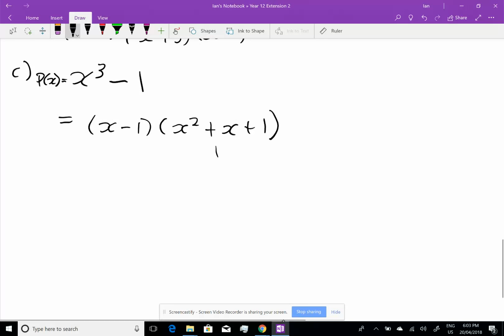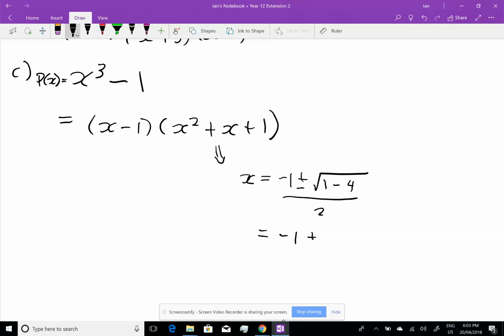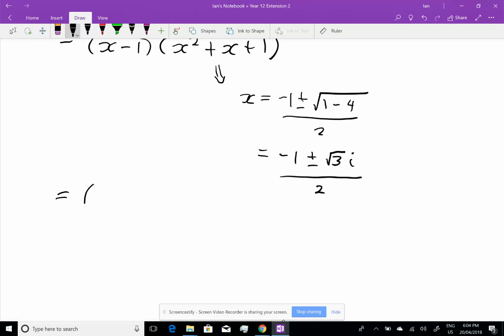Okay, let's factorise this. We're going to have to use the quadratic formula: x equals minus 1 plus or minus the square root of b squared minus 4ac, all over 2, which gives me minus 1 plus or minus root 3i, I'm doing this quickly now, all over 2.